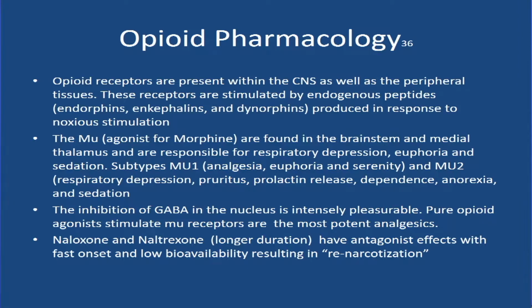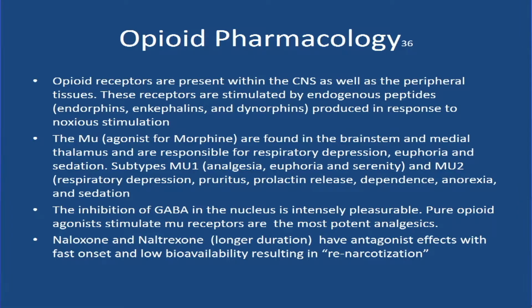and sedation. Subtypes: mu1, analgesia, euphoria, and serenity; and mu2, respiratory depression, pruritus, prolactin release, dependence, anorexia, and sedation. The inhibition of GABA in the nucleus is intensely pleasurable. Pure opioid agonists stimulate mu receptors and are the most potent analgesics.